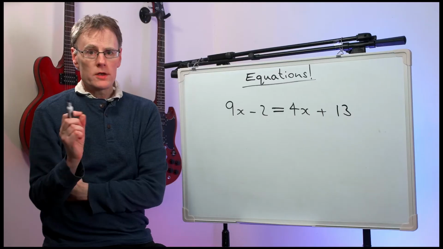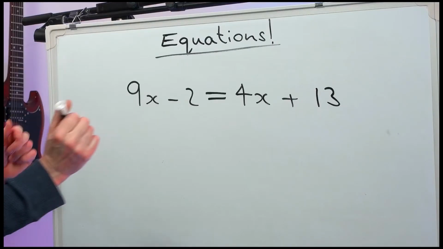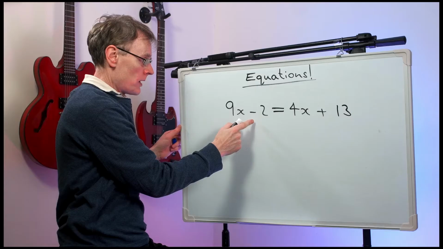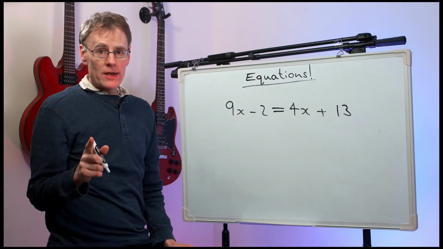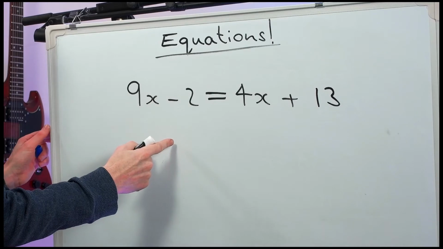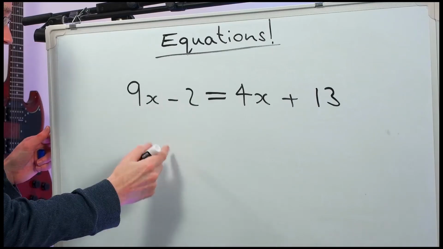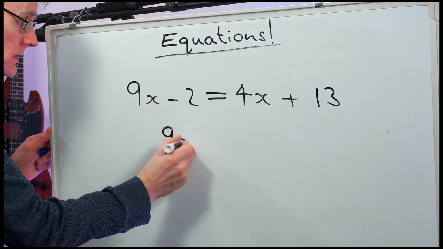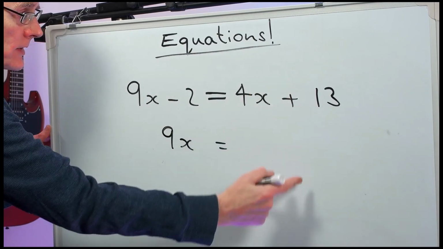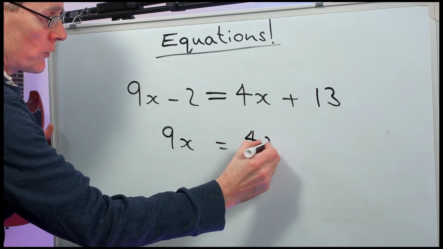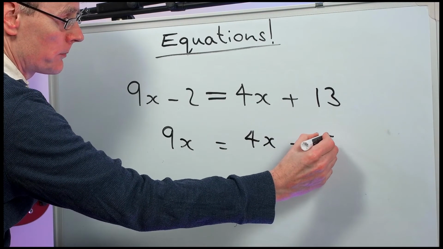So what's the first thing we want to get rid of? Well, I don't like this minus 2. To get rid of that minus 2, I'm going to add 2 to the left-hand side. So I must add 2 to the right-hand side. Add 2 to this side, he disappears. So I must add 2 to that side. I get 4x plus 15.